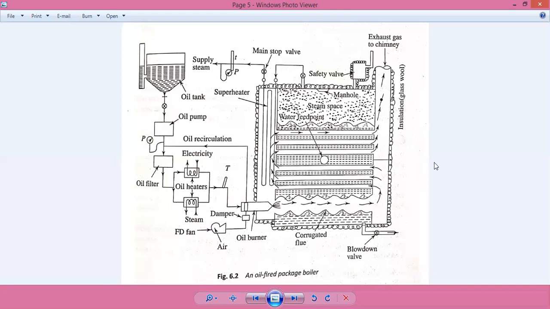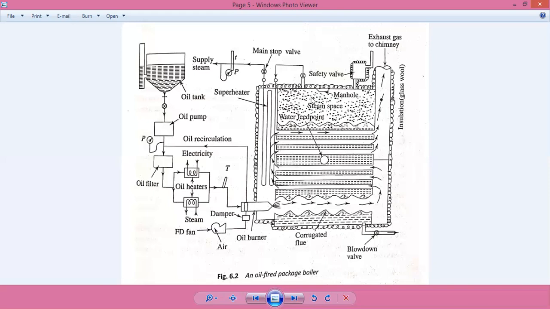But it has certain, this type of package type boiler. Package means a total unit, total package. Everything is inside a particular volume of shell: all flue gases, coated tubes, steam, water reservoir, steam producer, everything, manhole, safety valves, all are inside a package, into a particular casing or package.